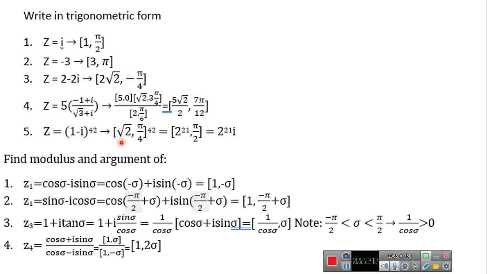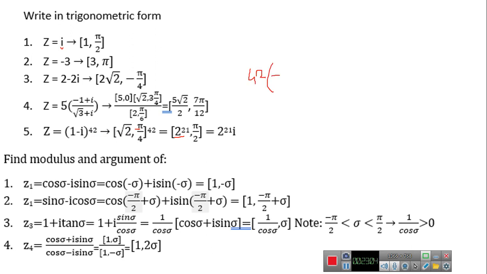Radical 3 plus i, this is a multiple of 30 or 60. So if you do tangent inverse of 1 over radical 3, it will give you pi over 6. So it will be 5 radical 2 over 2, and the angle 0 plus 3 pi over 4 minus pi over 6. 1 minus i power 42, I write it in polar form.